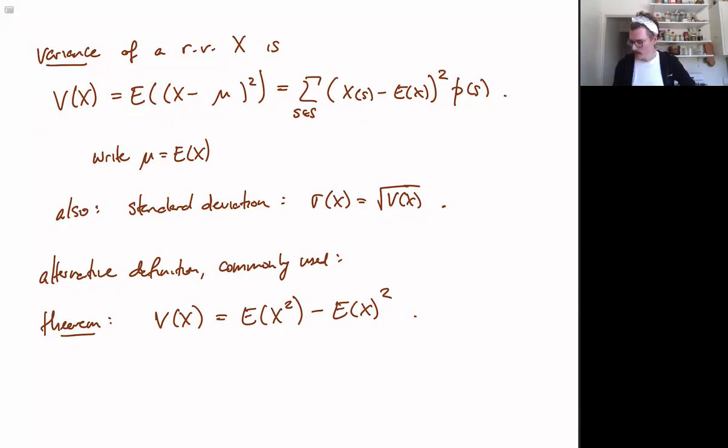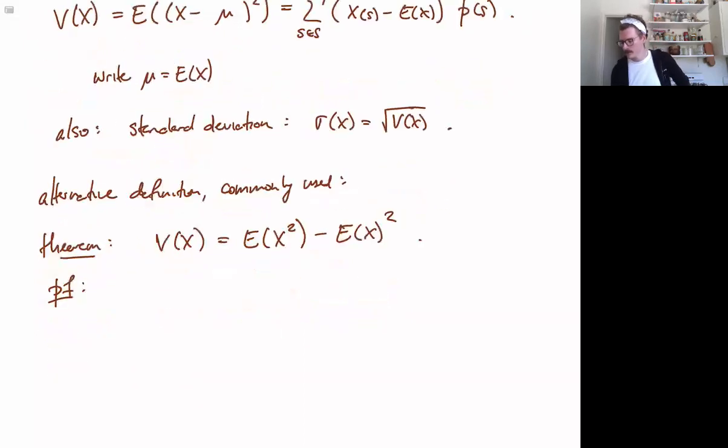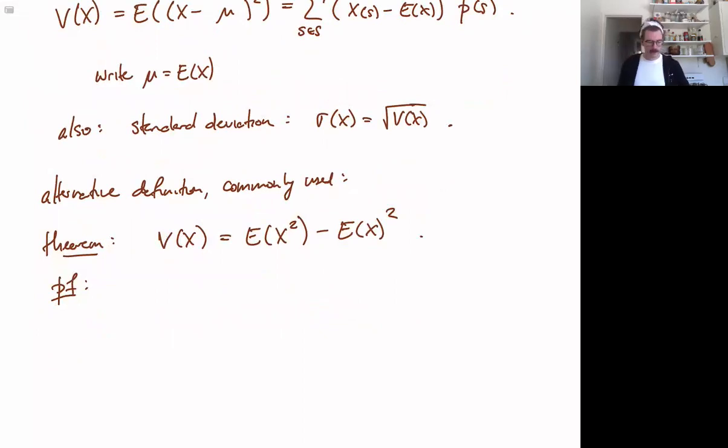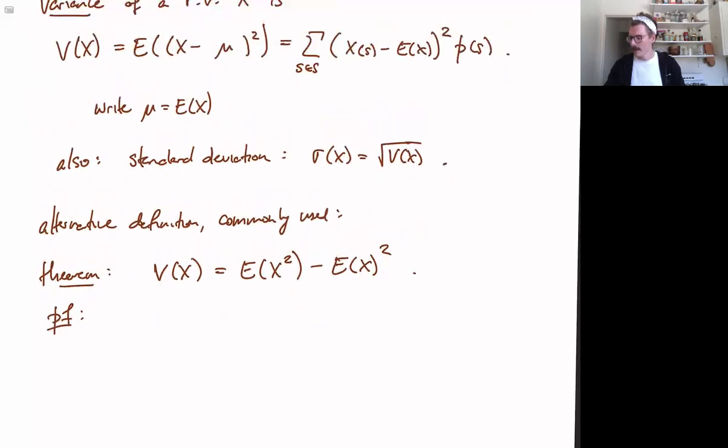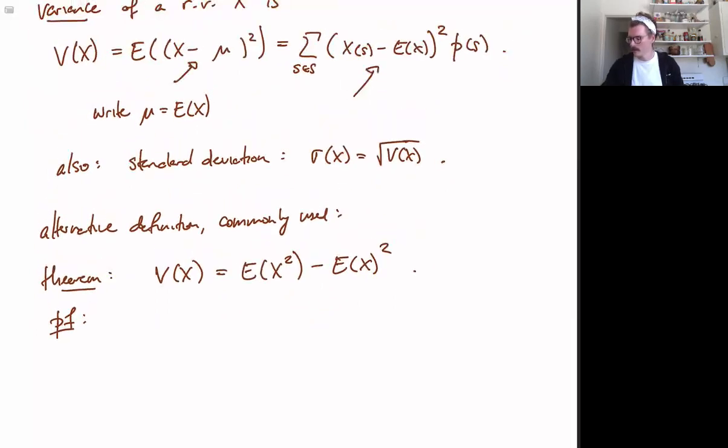So let's prove this. We've seen a couple of proofs about expected value that basically boil down to rearranging the sum. And this is going to be similar, kind of just rearranging the sum. Basically, we have to expand this square, we're going to expand out this square in the definition of variance, and we'll see that this is sort of what falls out from that. So let's do that.